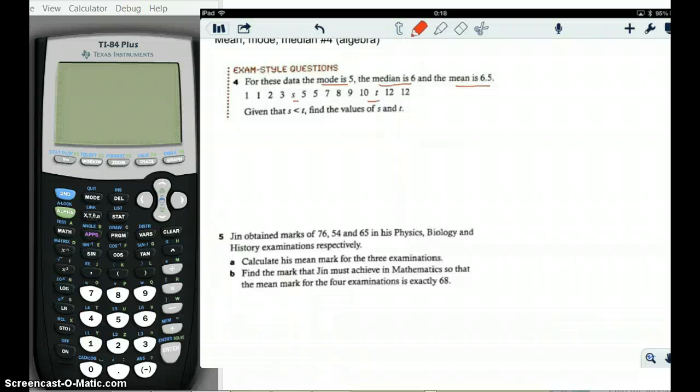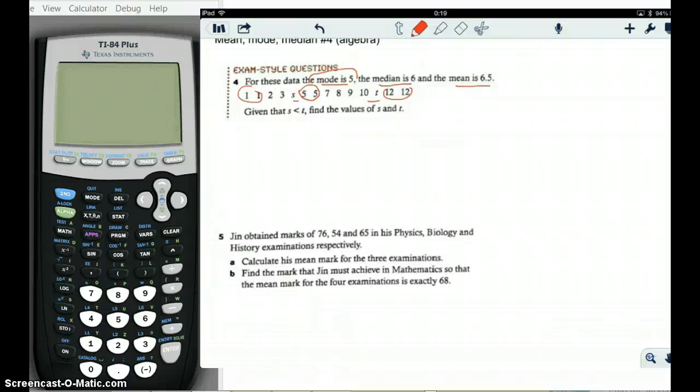First it says that the mode is 5, and the mode, of course, is the most frequently occurring number. So if you look here, 5 occurs twice, and 12 occurs twice, and 1 occurs twice. So if 5 is the most frequently occurring number, then it must occur at least 3 times, because otherwise it wouldn't be the most frequently occurring number. So there must be at least 3 5s in this list. There's 2 5s that are shown and 1 that's an unknown.